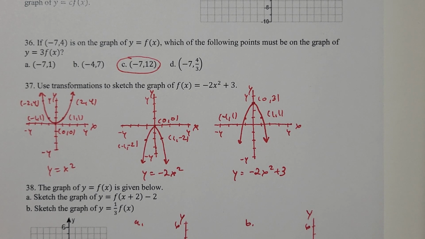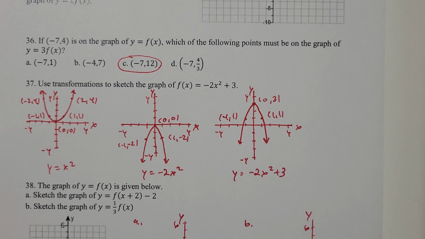We'll get back to the notes here. So we're on problem 36. We're talking about transformations. There's three types of transformations. There's shifting, reflecting, and then vertical stretching or compressing.